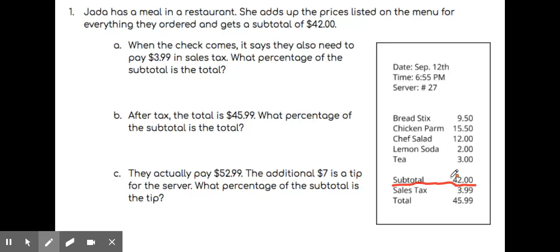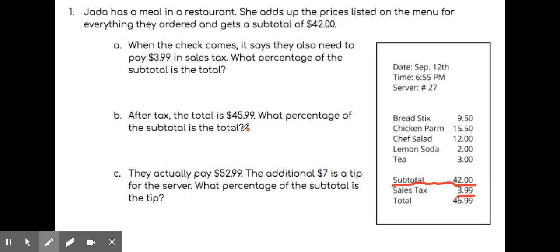So I want to know really here, what percentage is my sales tax? So if I know my 100% is 42, I want to know $3.99 is what percent. B, after tax, the total is $45.99. What percentage of the subtotal is the total?